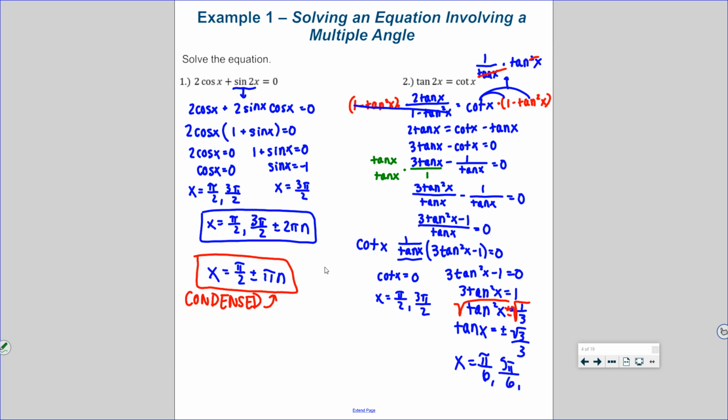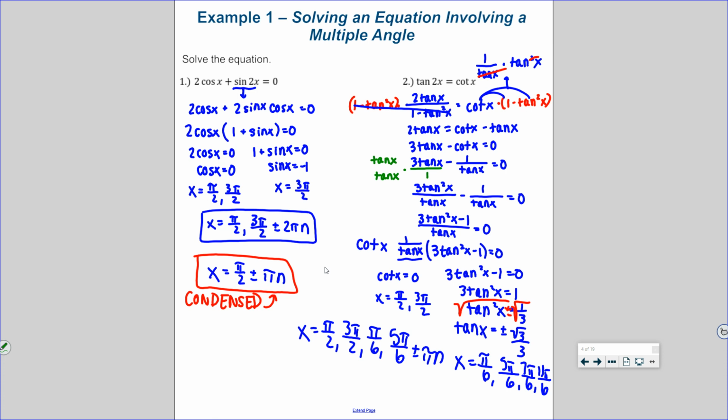All of basically the reference angles of pi over 6. All those ones that are pi over 6 units away. So my final answer here: cotangent and tangent, remember those have periods of pi. So you have pi over 6, 5 pi over 6, and we can just say plus pi n, and that would hit those two angles.